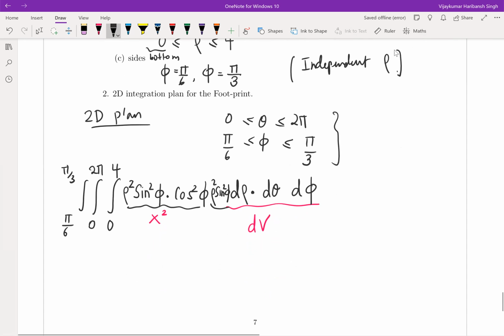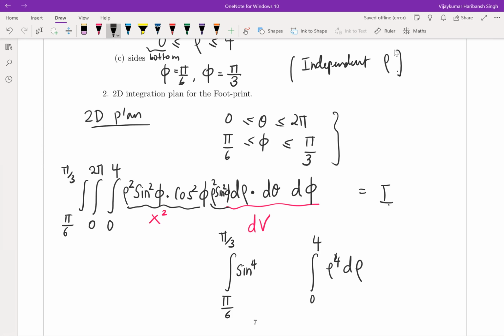All right. So when you evaluate this integral, you get the integral you're looking for. You can in fact separate it because it's a rectangular box. Sorry, it's a spherical box. So you have 0 to 4. Let's collect rho squared, rho squared. So rho squared times rho squared gives rho to the power 4 d rho. Now let's look at sine. So phi would be pi by 6 to pi by 3, sine squared, sine squared gives sine to the power 4.